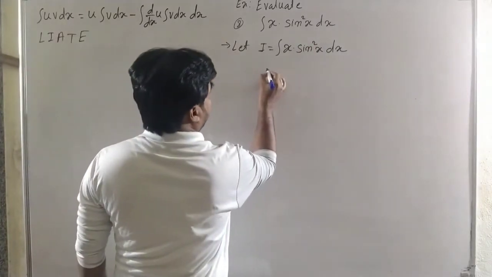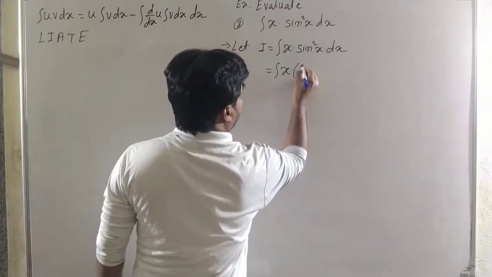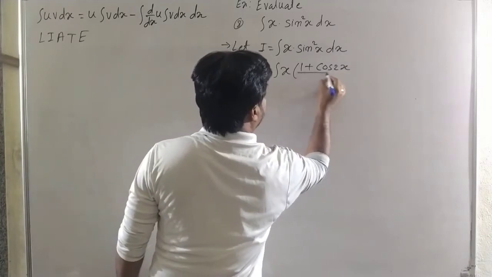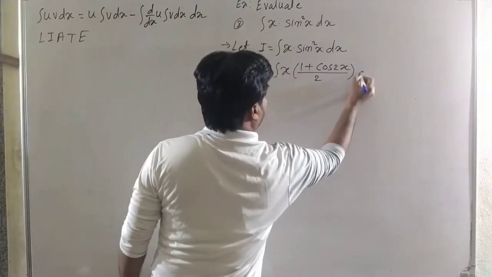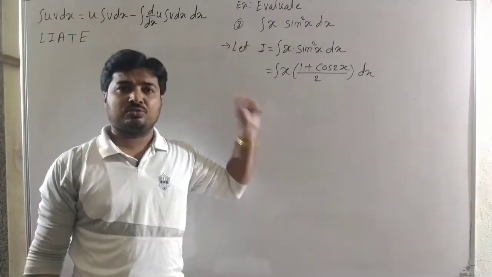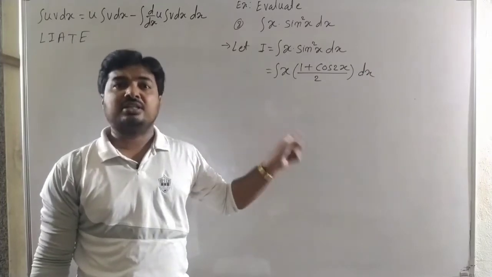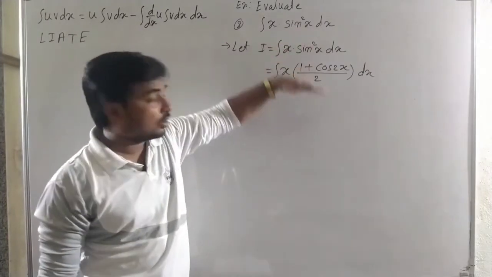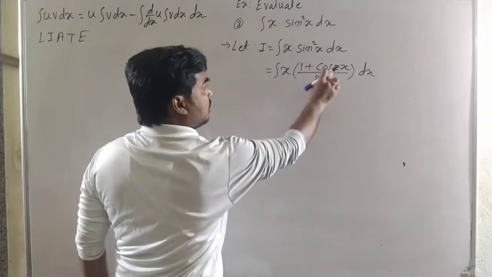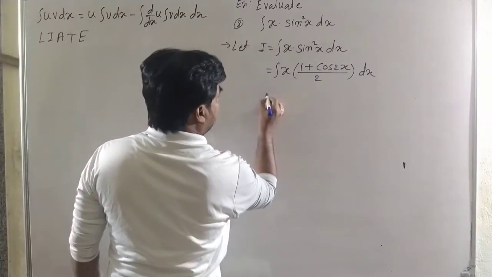Okay, now here integrate x and sin square x, it is 1 plus cos 2x upon 2. Here it is the formula for sin square x. To find the integral of sin square, cos square, tan square, cot square and sin cube, cos cube, we use the formulas of that trigonometric function. Here sin square x is this 1 plus cos 2x upon 2. Now we multiply by x. Here this 1 by 2, see carefully.